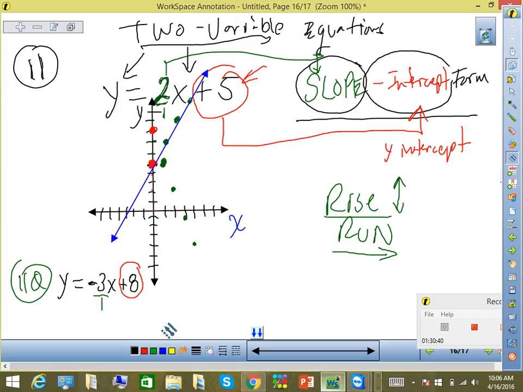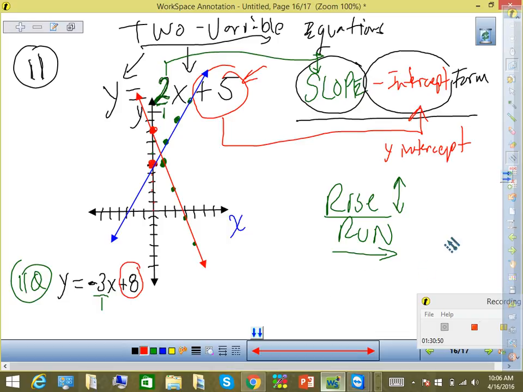Graph your line. I'm going to do that in red. Hands up if yours looks something like that. Okay? Tell me how comfortable you feel with these, 1 being the lowest, 5 being the highest. Got some 4s, 5s. Okay? All right, this is where it gets tricky though.